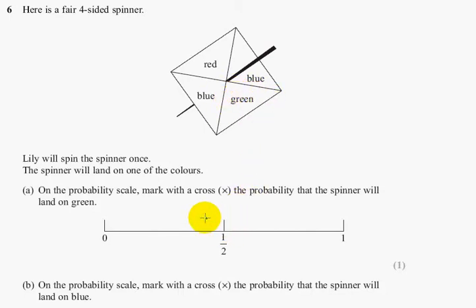So if half is here and 0 is here, a quarter is exactly in between 0 and a half. That's it for part A. So that's 1 mark.